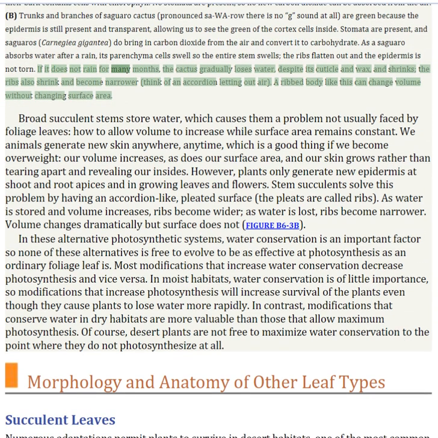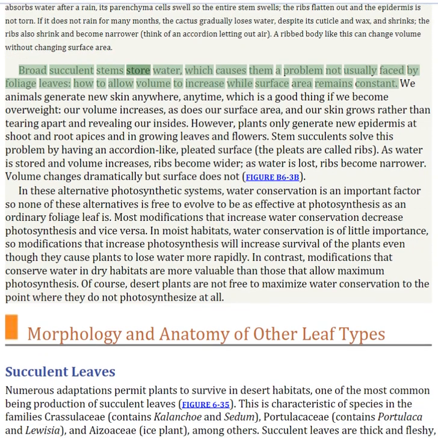If it does not rain for many months, the cactus gradually loses water, despite its cuticle and wax, and shrinks. The ribs also shrink and become narrower. A ribbed body like this can change volume without changing surface area. Broad succulent stems store water, which causes them a problem not usually faced by foliage leaves: how to allow volume to increase while surface area remains constant.